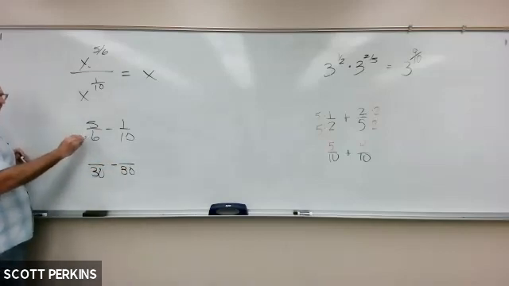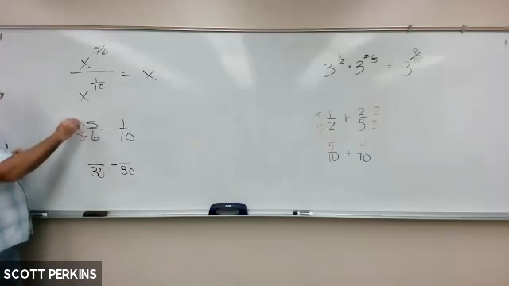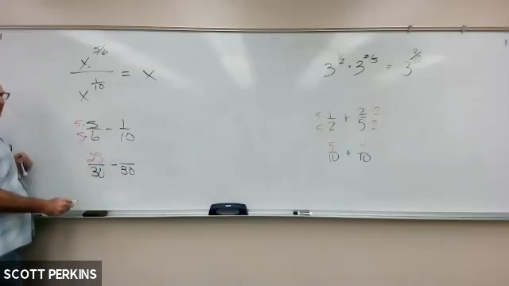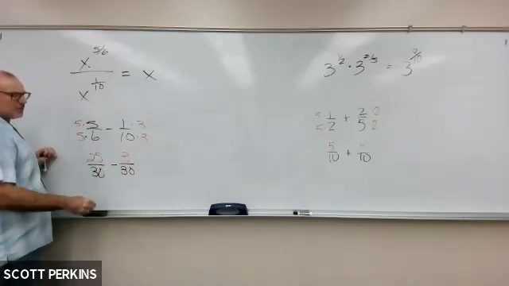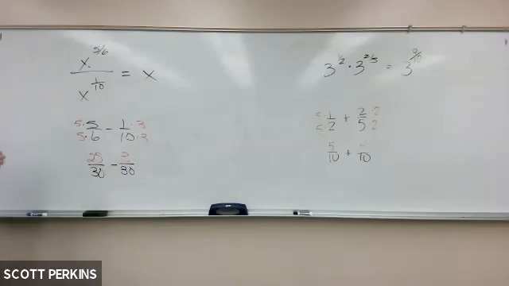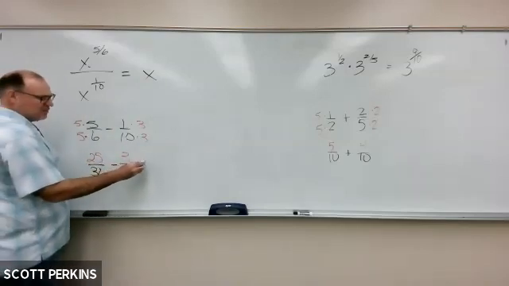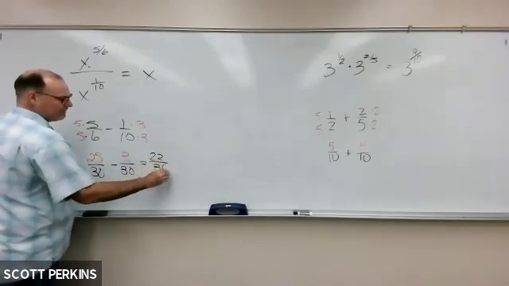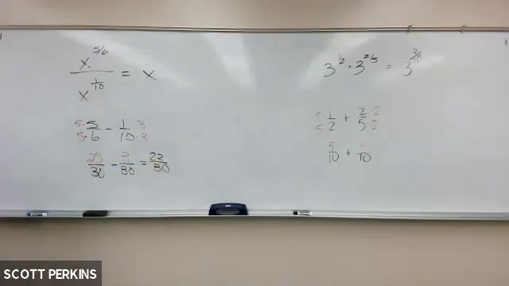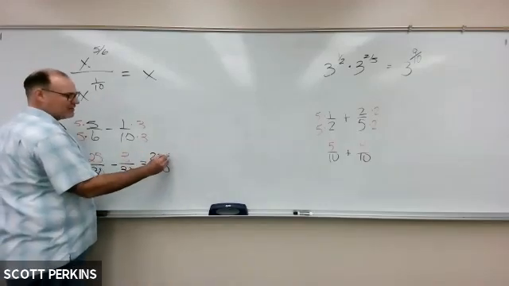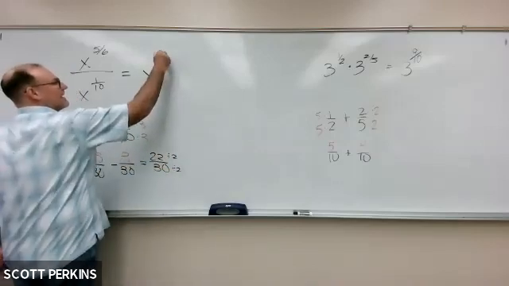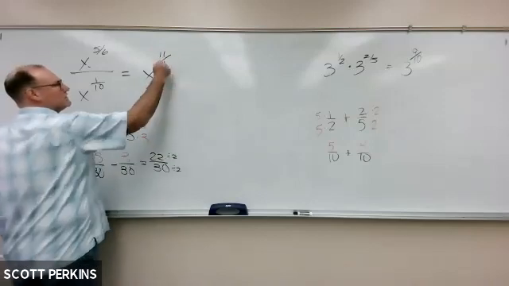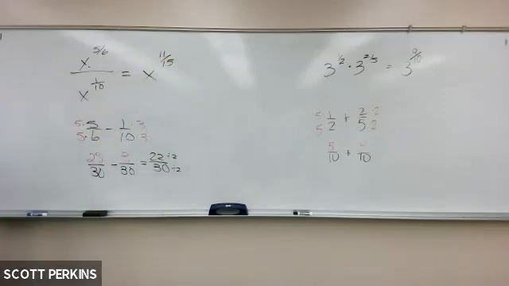So 6 times 5 is 30. So in the top, 5 times 5 is 25 over 30. Here, 10 times 3 is 30. So 1 times 3 is 3 over 30. And so when I subtract those, 25 minus 3 is 22 over 30. And that's great. You're almost done. I just need to reduce that. 2 goes into both of those. So when I divide by 2 in the top and the bottom, 22 divided by 2 is 11, and 30 divided by 2 is 15. So that is my new exponent.